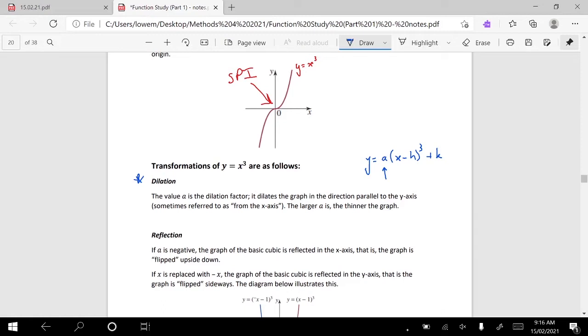You'll notice here that I've written that it's sometimes referred to as from the x-axis. If you go to the textbook and you're answering a problem in terms of dilation, it will always say, you know, maybe a factor of 2 or a factor of 5 or whatever, away from or from the x-axis. That means the same thing as if we were to say in the direction of the y-axis or parallel to the y-axis.